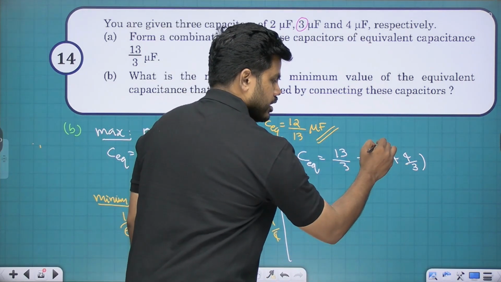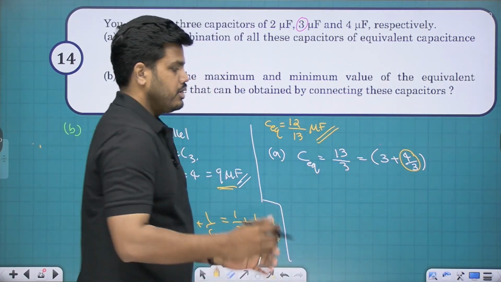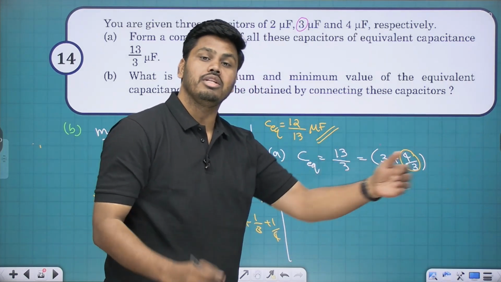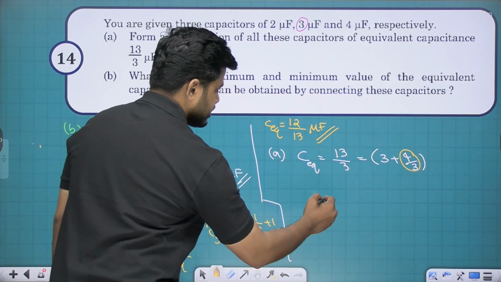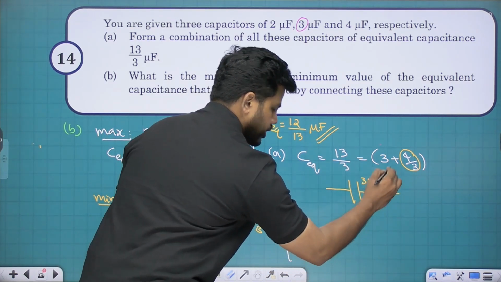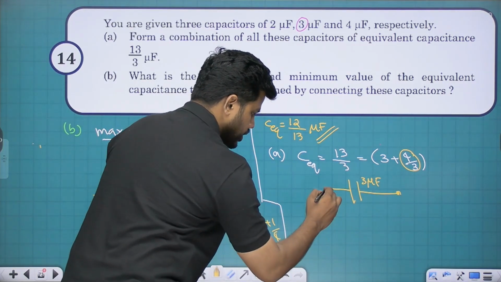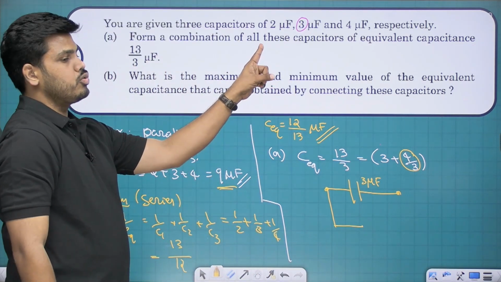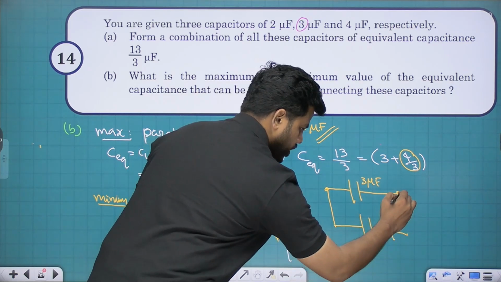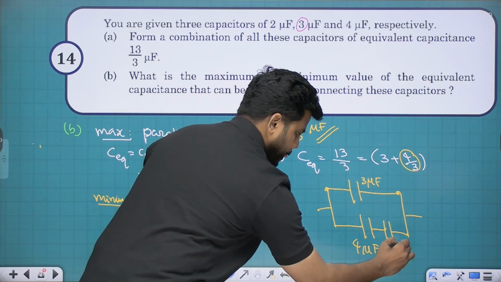Then the 3 microfarad capacitance is connected with another combination. Not in series, parallel, then only we can add them up. If you want to add 3 and 4 by 3, they should be in parallel. So if I take 3 in one of the branches, this is 3 microfarad, okay? Then parallel to that, we are going to connect the other two. Which are the other two capacitors? 4 and 2 microfarad each. So let us check this combination. 4 microfarad and 2 microfarad.